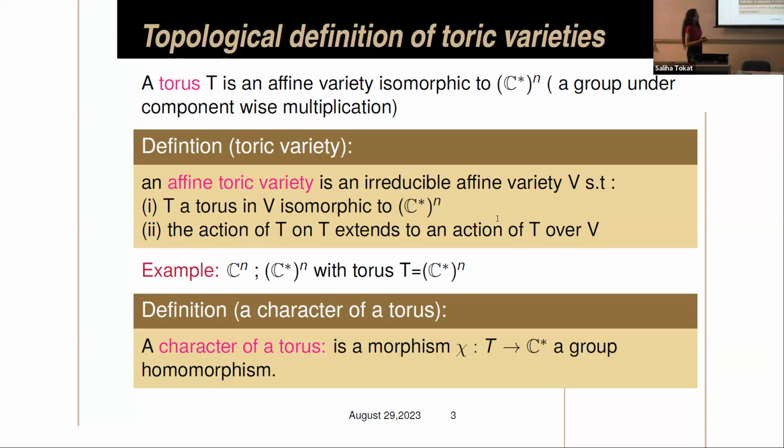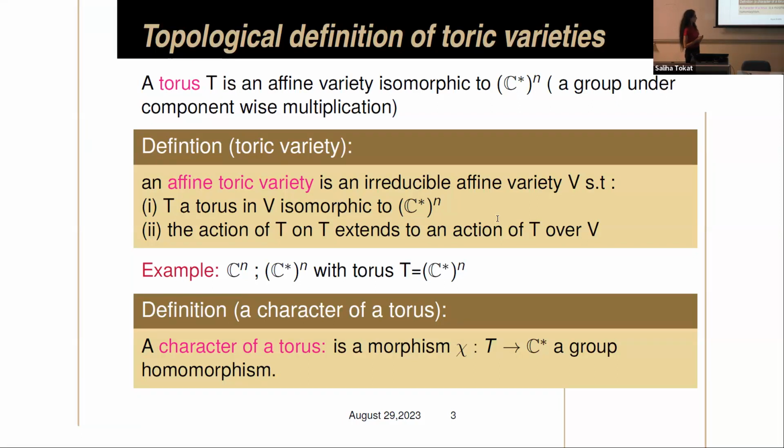A torus is an affine variety isomorphic to C star and grouped under component Y. An affine variety is just a set of zero locus of finitely many functions. So basically the points where the functions vanish.